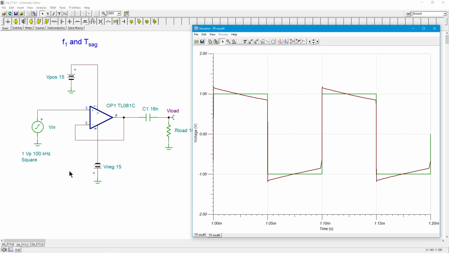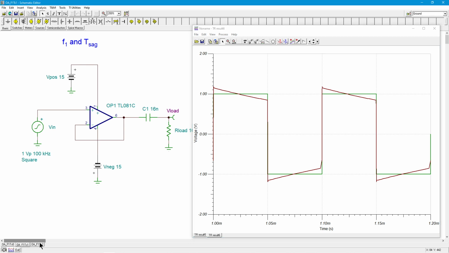All right, so I've got another circuit over here. Pop this in. All I've done is drop down my square wave. It's still 1 volt peak, but 500 hertz instead of the original 10 kilohertz. All right, everything else is the same.